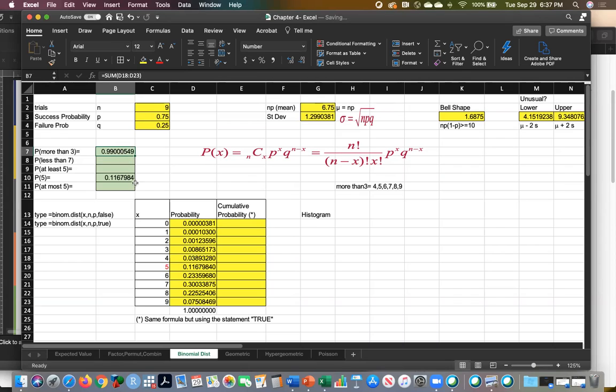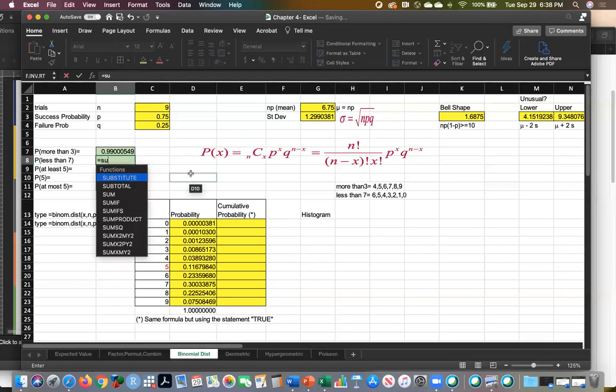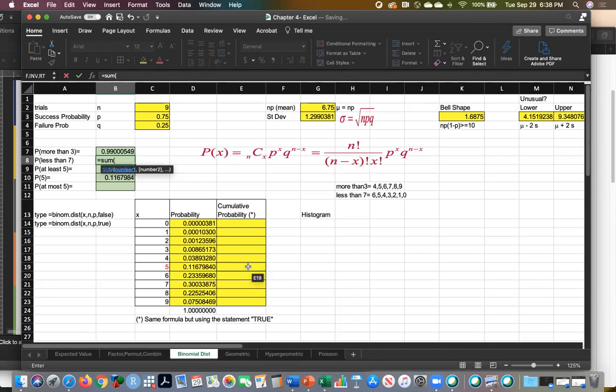So the probability of less than 7. Remember, less than 7 is going to be equal to 6, 5, 4, 3, 2, 1, and 0. Right? So I'm going to do the following: less than 7. So it's going to be the sum of less than 6. Sorry.